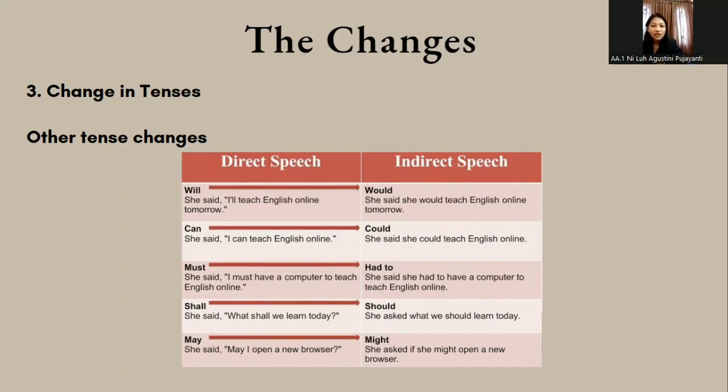And then shall into should. She said, "What shall we learn today?" And then indirect, she asks what we should learn today. And then may into might. So the example is, she said, "May I open a new browser?" And indirect speech, it will be, she asks if she might open a new browser.